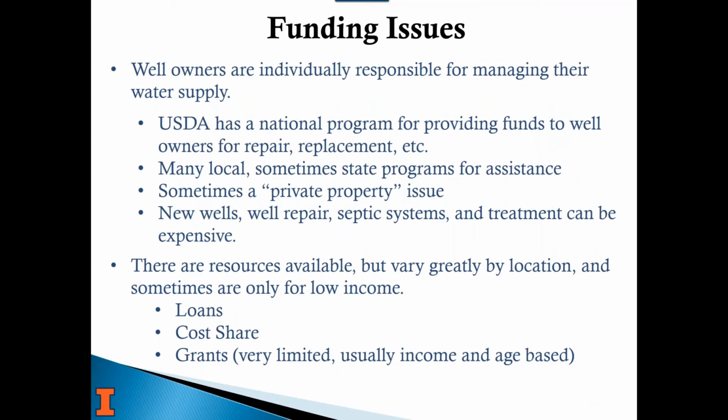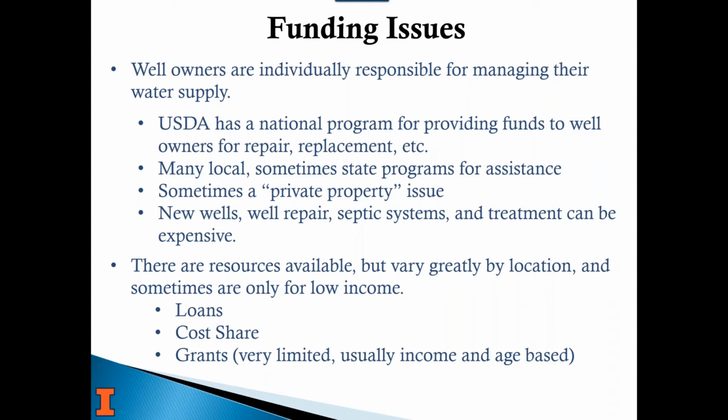So because you're individually responsible for managing your supply, again, USDA has this national program. Some states have programs, some local entities have programs. You have to investigate, and that's why it's different everywhere, and I'll show some examples. But a lot of them are loans. I know the USDA program is a 1% loan. You can pay it off over 20 years. So that's a pretty good deal if you don't have the money to replace your well or do some major repair, and you qualify. You can do that.